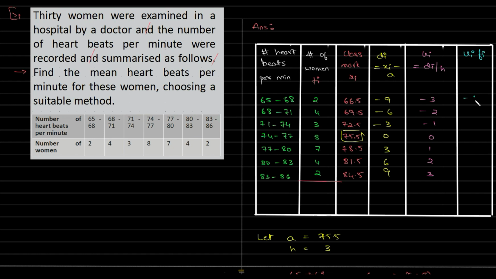So this is minus 6, minus 8, minus 3, 0, 7, 8, and 6. Now we have to find the sum of this. So plus 6 minus 6 cancels, plus 8 minus 8 gets cancelled, and this is plus 4.